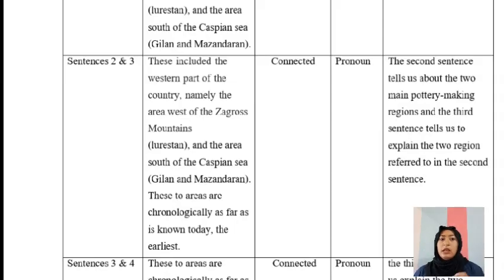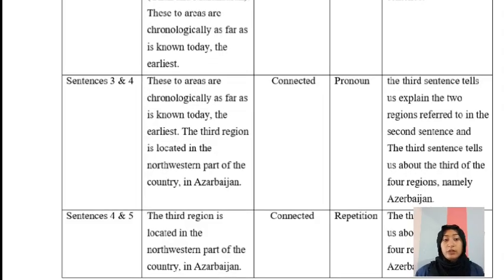Sentences 2 and 3 are connected because of the pronoun. The second sentence tells us about the two main pottery making regions, and the third sentence explains the two regions referred to in the second sentence. Okay, move to sentences 3 and 4, connected because of the pronoun. The third sentence explains the two regions referred to in the second sentence, and the fourth sentence tells us about the third of the 4 regions, namely Azerbaijan.